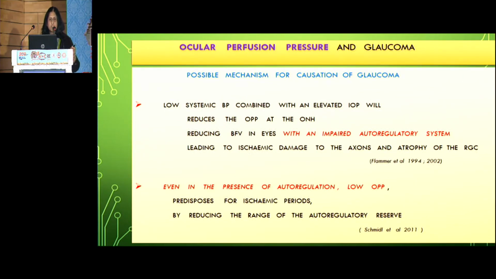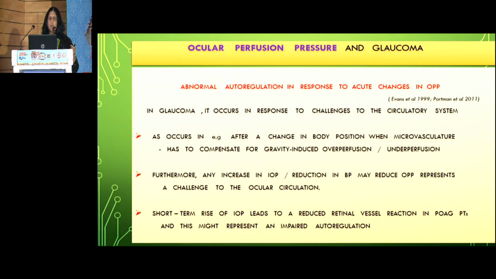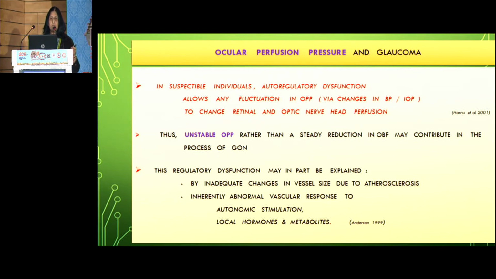So low systemic blood pressures combined with elevated IOP will reduce OPP at the optic nerve head, reducing blood flow in eyes with an impaired autoregulatory system. Even in the presence of autoregulation, low OPP predisposes to ischemic periods by reducing the range of autoregulatory reserve. Abnormal autoregulation in response to acute changes in OPP in glaucoma patients may occur, for example, after change in body position, any increase in IOP, or reduction in blood pressure. So unstable OPP rather than steady reduction in ocular blood flow may contribute to the process of glaucomatous optic neuropathy.